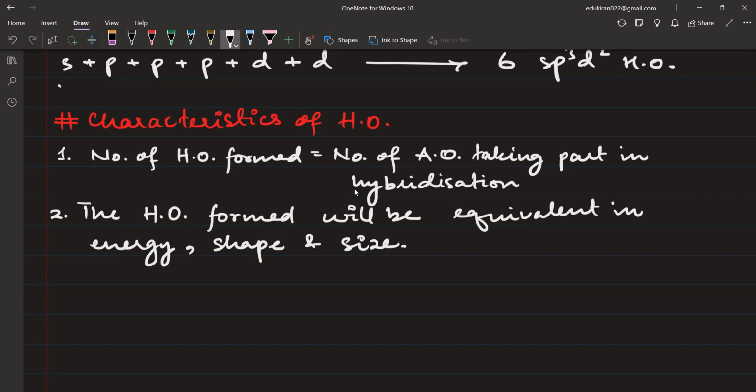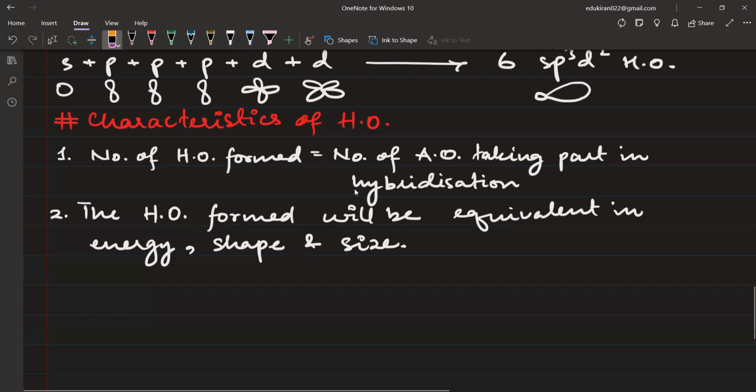As you will see here, s is spherical, p will be dumbbell shape. This p is dumbbell, this p will be, let us say, this shape. But all the sp3d2 orbitals will be oriented in one of these. One lobe will be like this and the other lobe will be slightly smaller. All of them will be hybridized like this. All the hybrid orbitals will be of this shape only, and all of them will have the same energy.